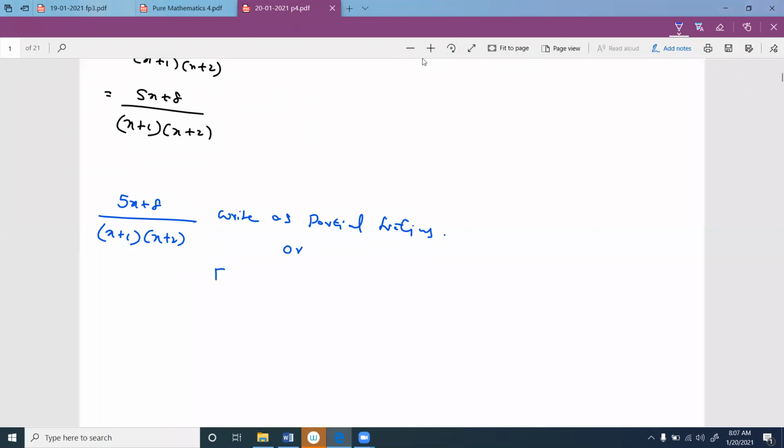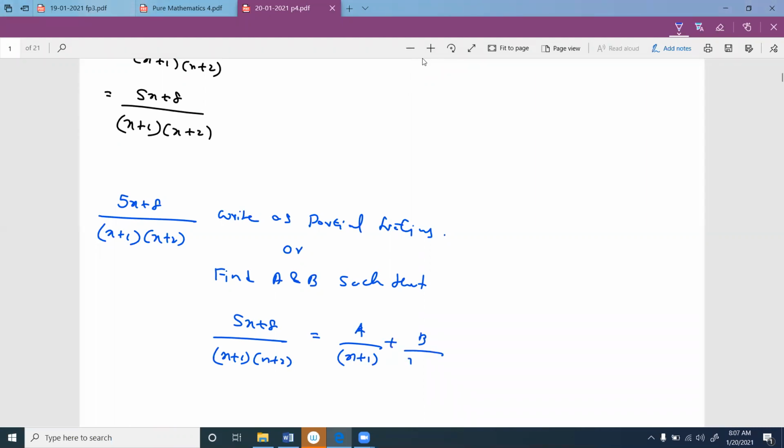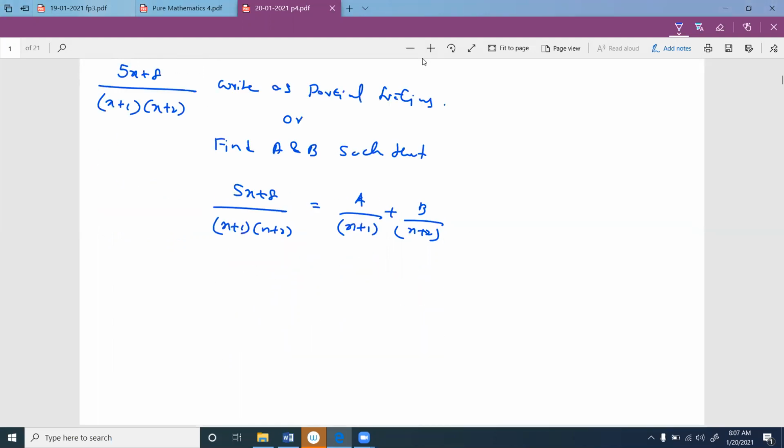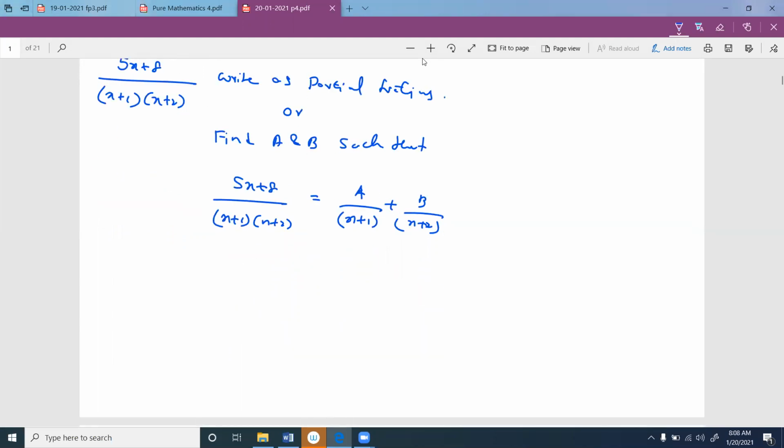Find A and B such that 5x plus 8 over x plus 1 into x plus 2 is equal to A over x plus 1 plus B over x plus 2. So whichever way they ask, it is the same question. Now let's see how to answer this kind of question.